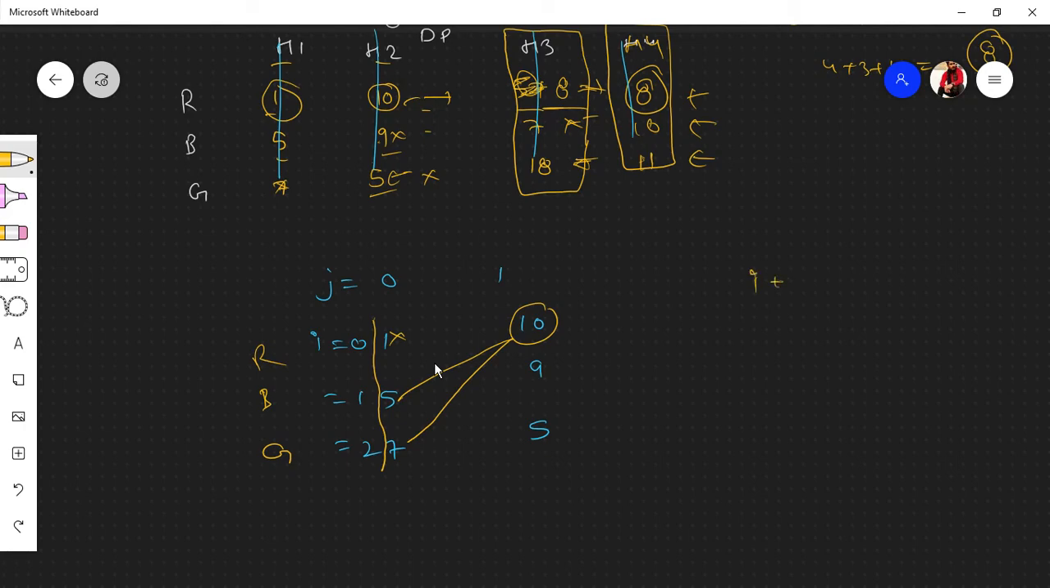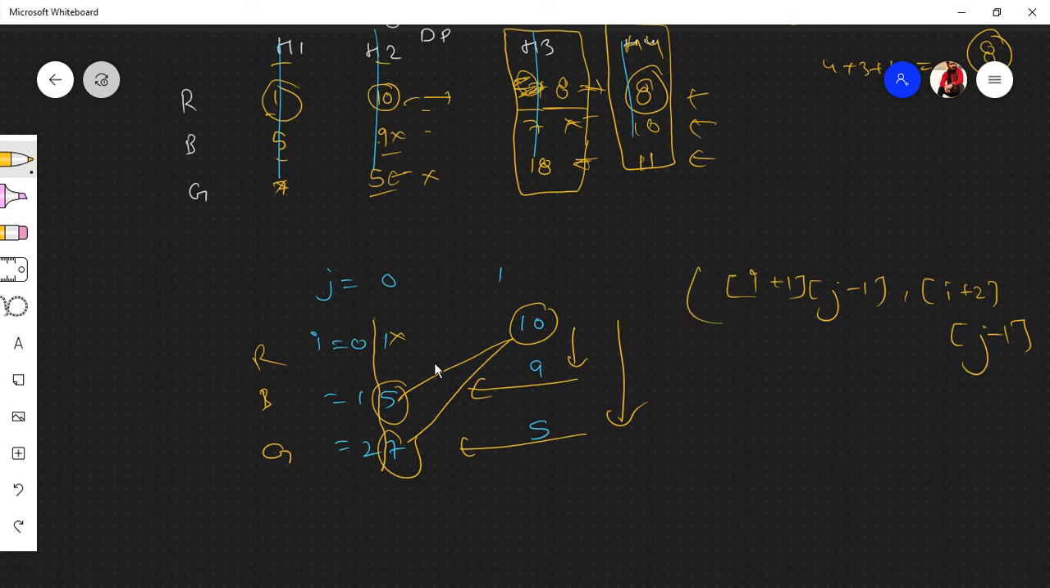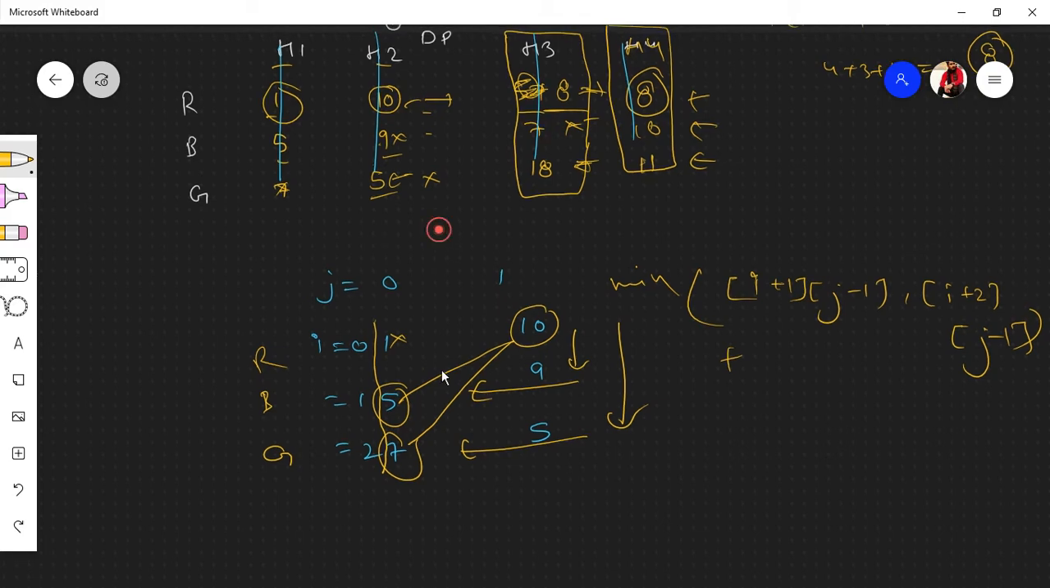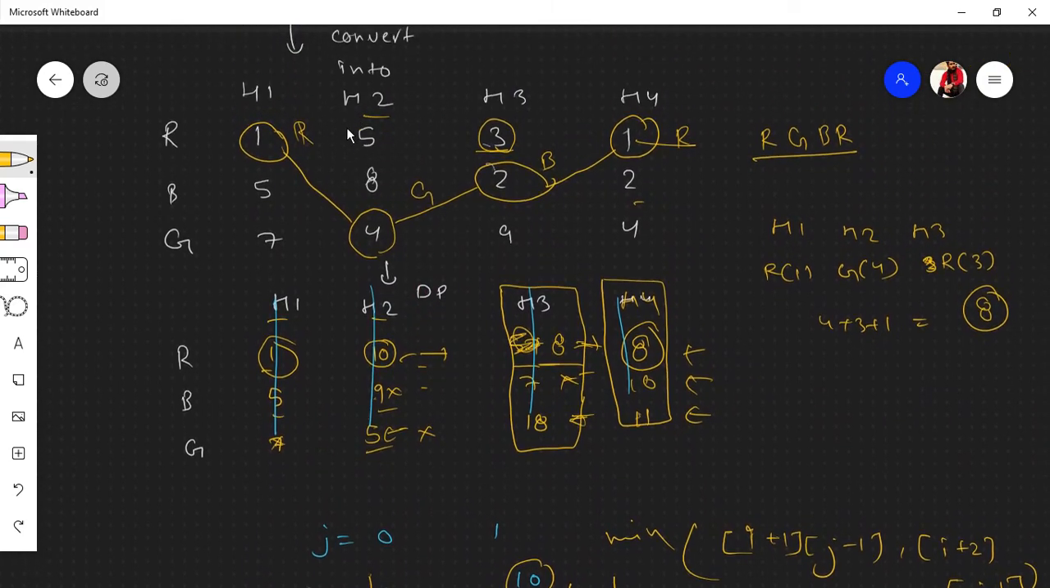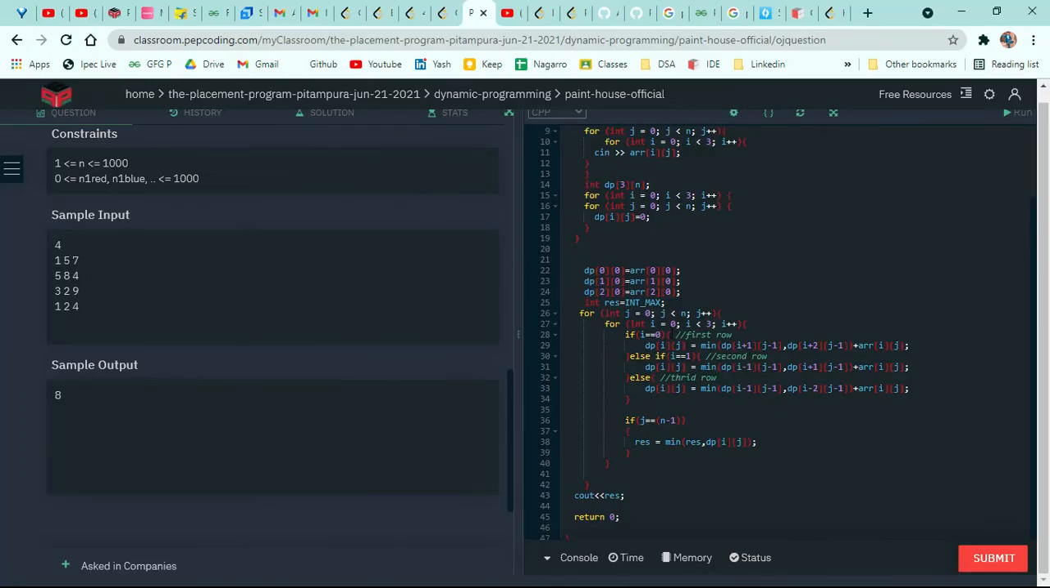If I ask you to give me the minimum, what will you do? You'll do I plus 1 because you need to go 1 down, then j minus 1 because you need to go 1 back. Again, you'll do I plus 2 because you need to go 2 down, and then j minus 1, basically 1 back. So you'll get these two numbers, find the minimum of these two, and add it to whatever value you need to pay to paint that house. So I've done the same thing, min, and just added this.